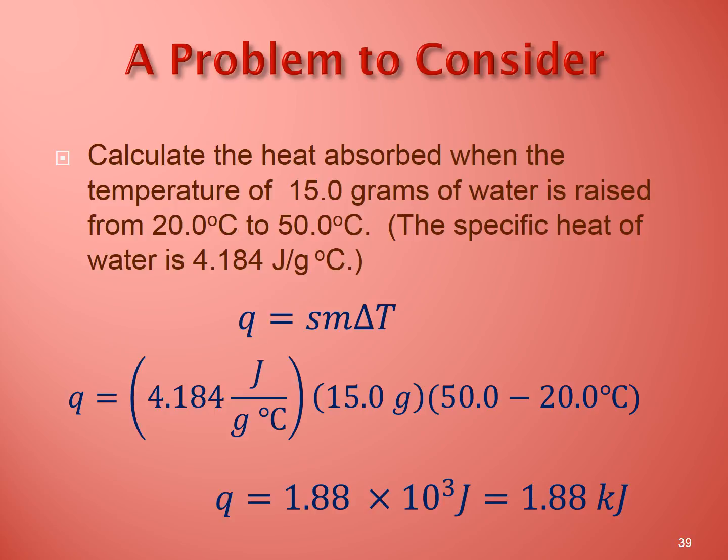Okay, so in this case, S is 4.184 joules per gram degree Celsius. Delta T is 30 degrees, 50 minus 20, final minus initial, and it's 15 grams of sample, so we have to multiply by 15. So the grams cancel, the degrees Celsius cancel, and we get 1.88 times 10 to the third joules, or 1.88 kilojoules. Either way is fine.